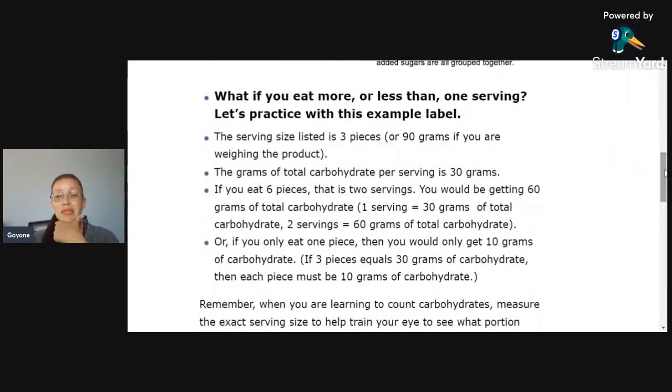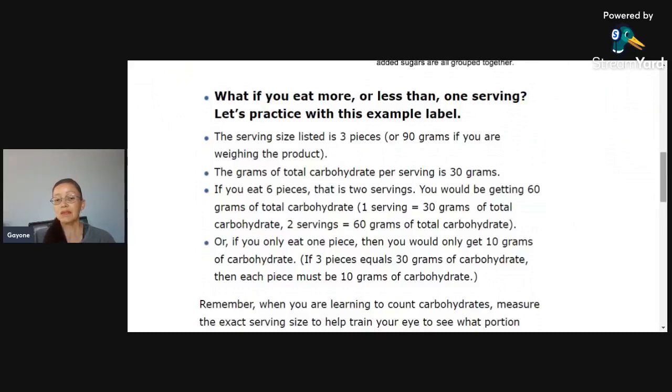So what if you eat more or less than one serving? Let's practice with this example. The serving size listed is 3 pieces or 90 grams if you are weighing the product. The grams of total carbohydrates per serving is 30 grams. So if you eat 6 pieces, this is 2 servings. What are you getting? You're getting 60 grams of carbohydrates. So 1 serving is 30 grams of total carbohydrates, 2 servings is 60 grams. And remember, you're going to subtract the fiber.